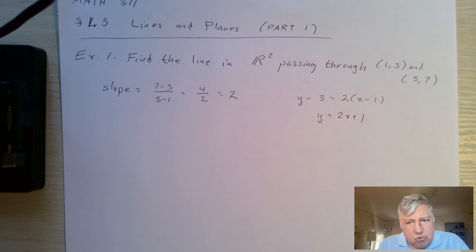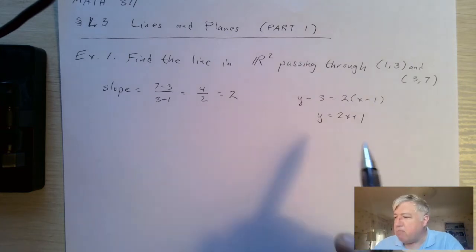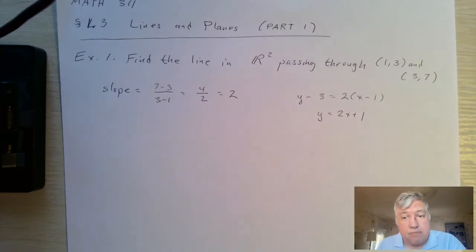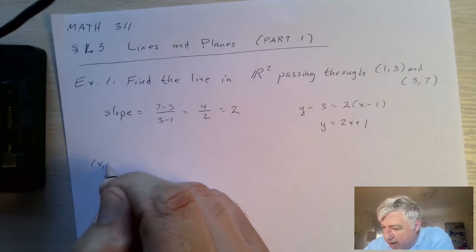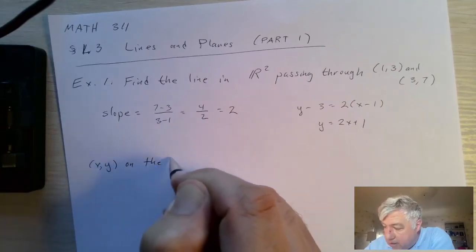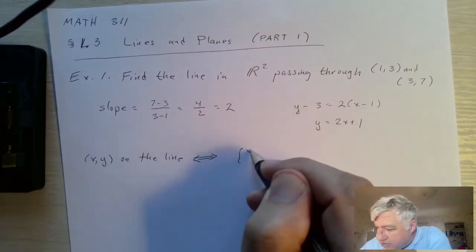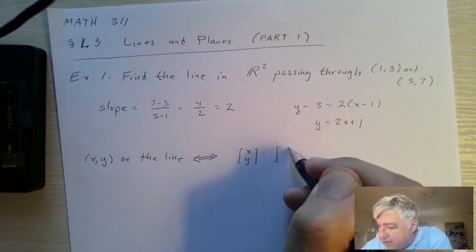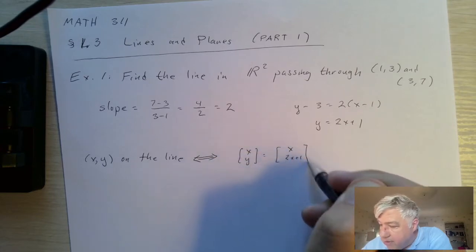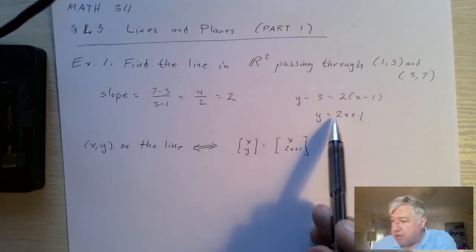Well, there's a little more to the story now that we're doing linear algebra. We'd like to say there are actually many ways to represent this line. There's only one way to write this in slope-intercept form, but we can actually write this in vectors and do it many different ways. So first of all, we can note that (x, y) is on the line if and only if the vector (x, y) is equal to the vector (x, 2x plus 1). That just comes from this.